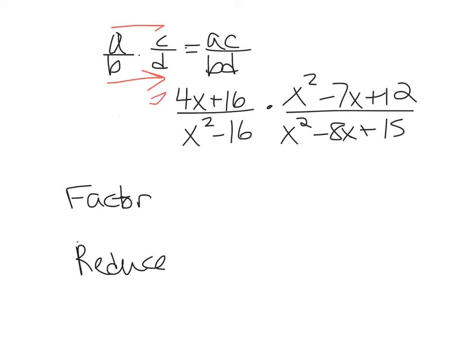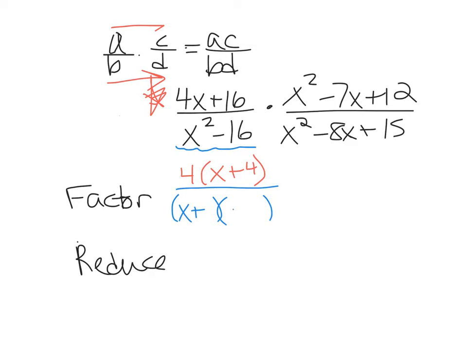So I'm going to start with my first numerator right here. I notice that it has a GCF of 4, so I'm going to factor out 4, which leaves me with x plus 4. Now I'm going to go to the bottom. The bottom is a difference of two squares. Put your parentheses, one with a plus, then a subtraction, yes you must, square root of the first, square root of the last. Then we're going to multiply.